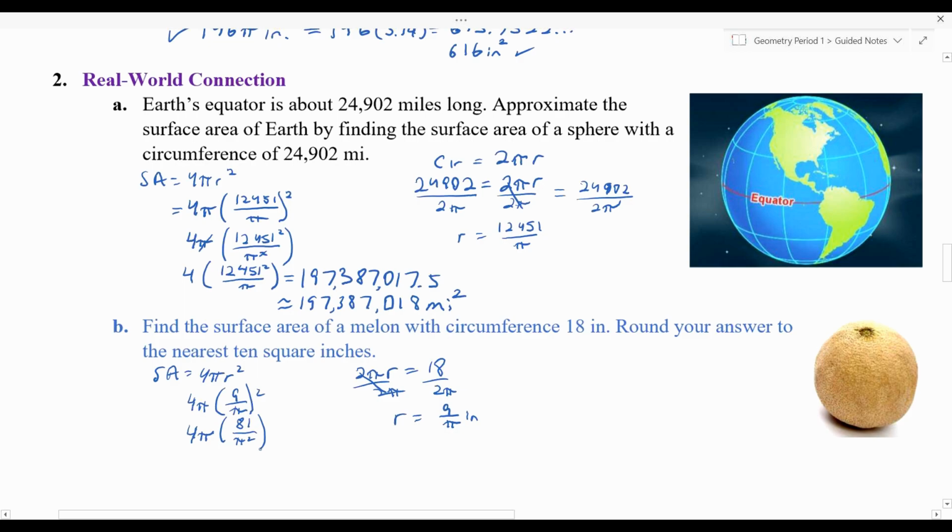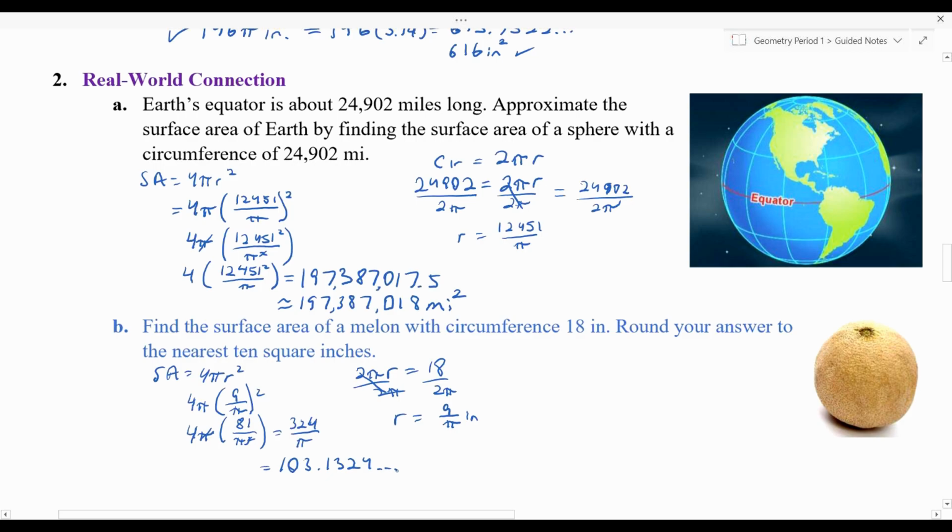And the same thing that happened on the first problem. This pi gets canceled with one of the pi's in this denominator. So my problem over here becomes 4 times 81 is 324, and still divided by pi, and this comes out to be 103.1324, and goes on like that.